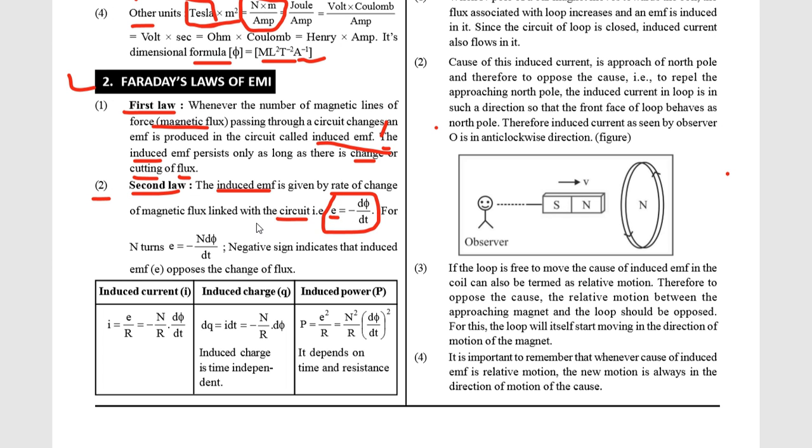तो ये है सेकेंड लॉ, ठीक है, बहुत इंपॉर्टेंट लॉ है। So you can see the induced EMF is given by rate of change of magnetic flux linked with the circuit and that is equal to minus dφ/dt. For n turns you can write E is equal to minus n dφ/dt. So if the coil contains n number of turns you can write E is equal to minus n dφ/dt, where negative sign indicates that induced EMF E opposes the change in flux.